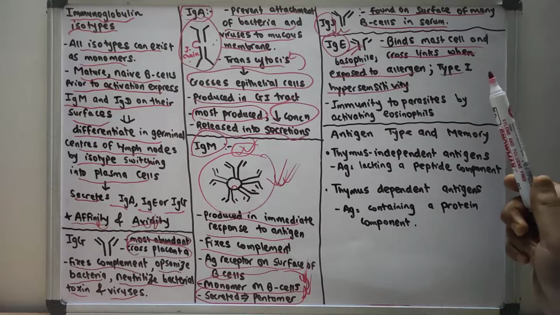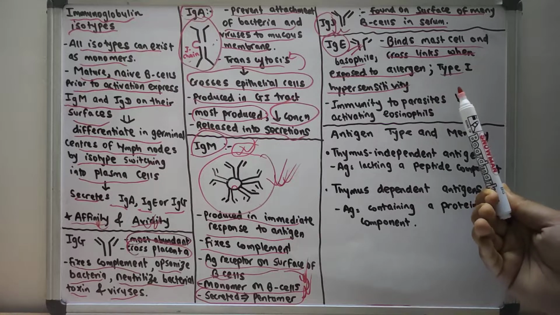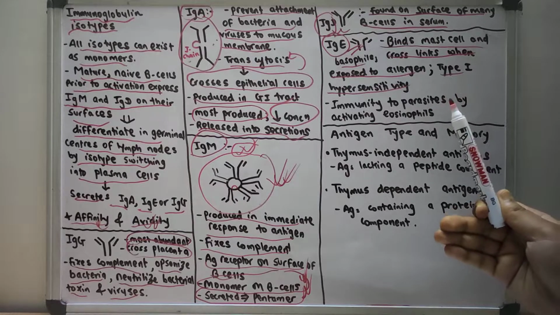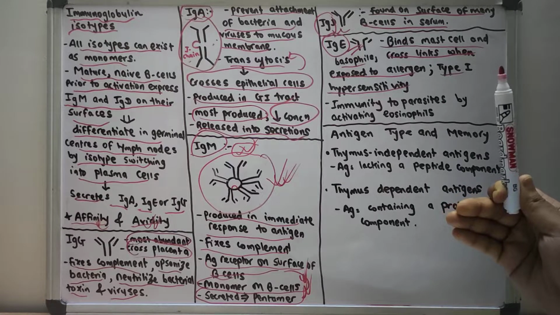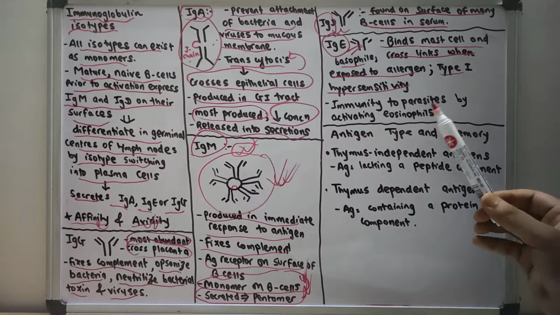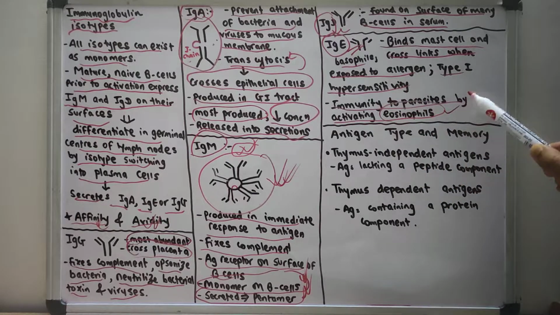It participates in type 1 hypersensitivity, which means it mediates the immediate hypersensitivity through the release of inflammatory mediators such as histamines. It also contributes to immunity to parasites by activating the eosinophils. So this is one of the important functions of immunoglobulin E.